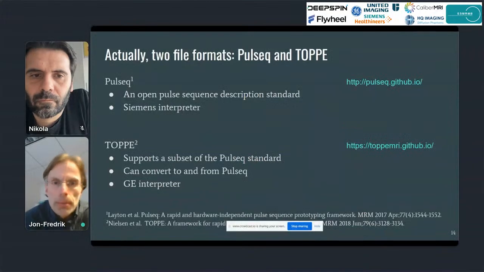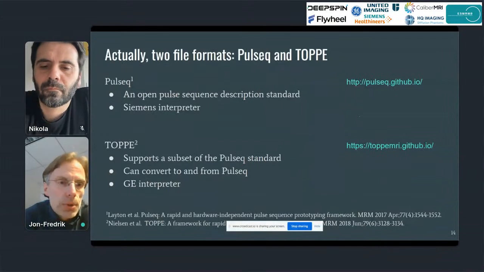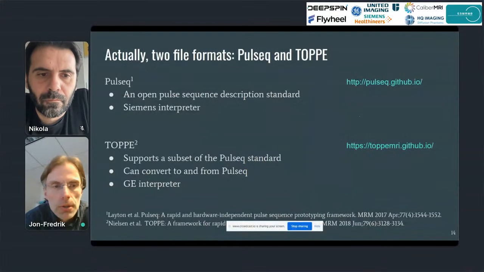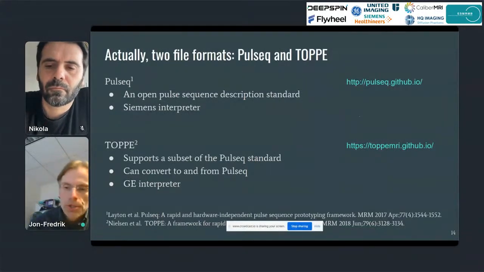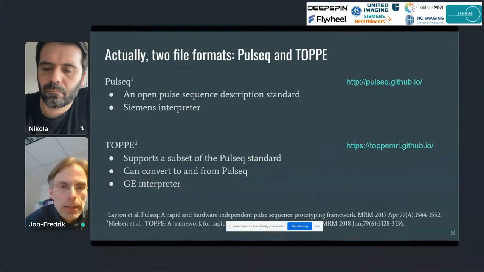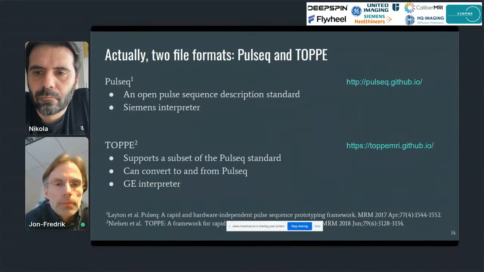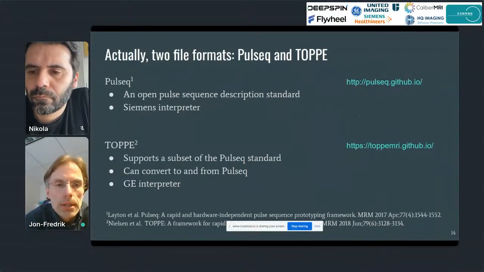And so there are two file formats that I'm going to talk about, PulseSeq and TOPI. PulseSeq is an open pulse sequence description standard that's becoming pretty well known now and really starting to pick up steam. Siemens basically has a native PulseSeq interpreter, so that works very well. For GE scanners, we use the TOPI interpreter. TOPI is a file format that's somewhat similar to PulseSeq. It basically encapsulates similar kinds of information. The file format was developed with the GE scanner in mind, so that's why the structure is a bit different, and I'll talk about that. But because they're basically describing the same thing, you can convert to and from the TOPI and PulseSeq formats.